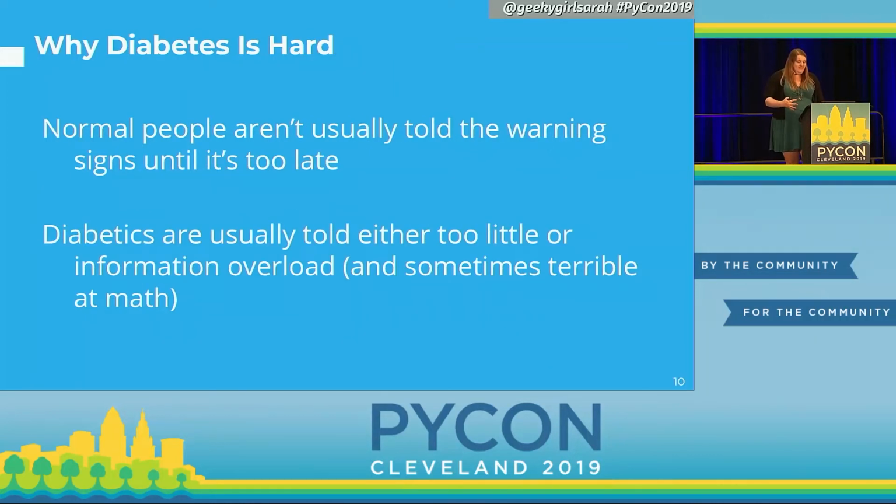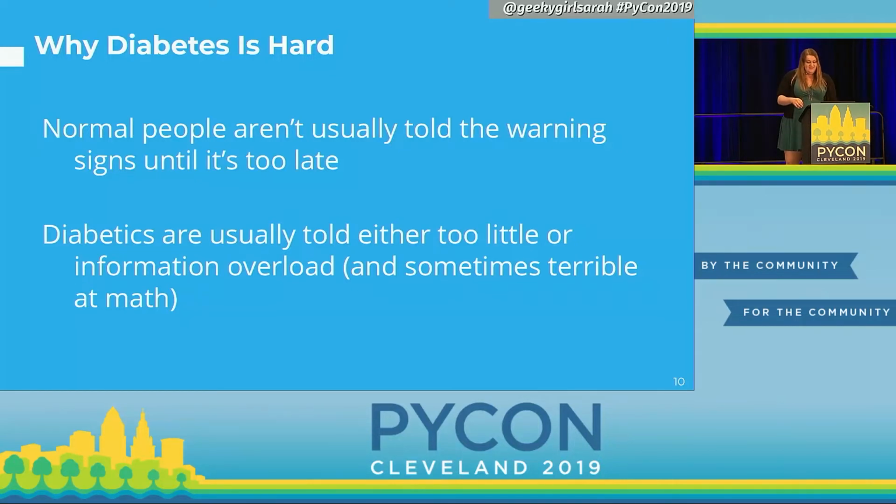So the problem is that diabetes is really hard to manage. For one thing, normal people usually aren't told about the warning signs until it's too late. So I know when they found it in me, they're just like, well, these are the warning signs. Didn't you see those? And I'm like, well, yeah, I saw them, but I thought I had excuses for all of them. Like other things were going on that led to these.